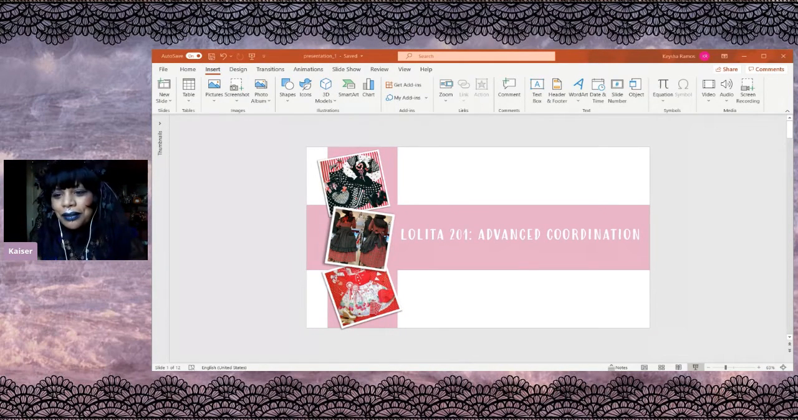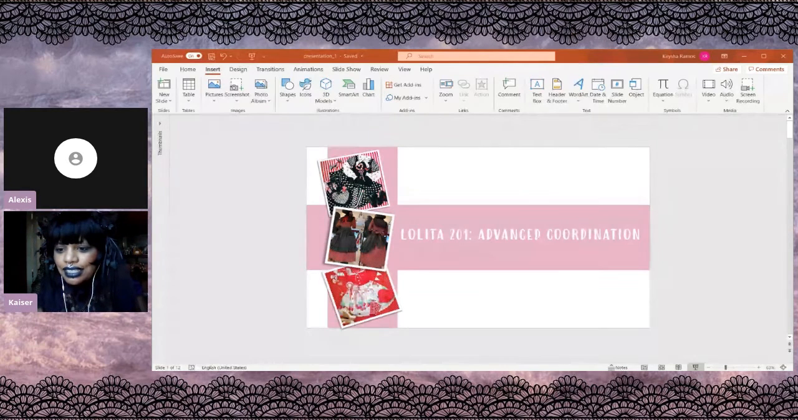So texture is really important. If you look at this person's coordinate at the end, this one right here, you can see there are a lot of textures going on. There's velvet, and then PVC, and the PVC boots that go back to the gloves. So it's really about thinking about all these things and how they relate to each other, and how you tie an outfit together with things that you don't normally find in Lolita.